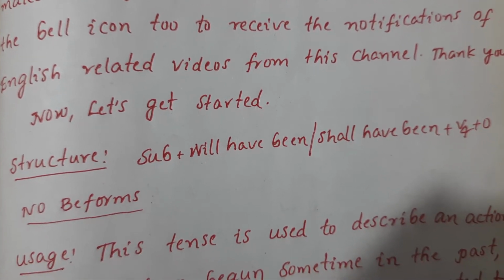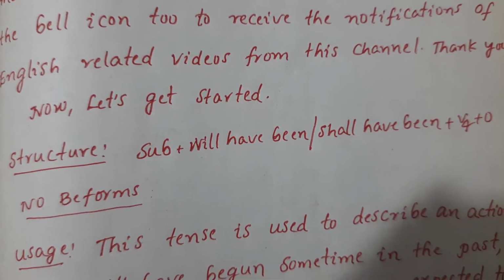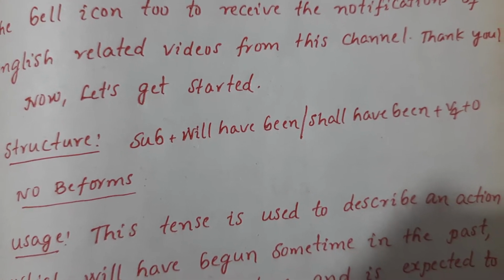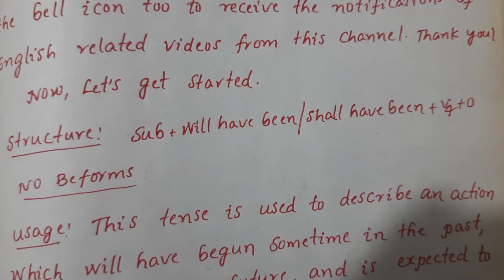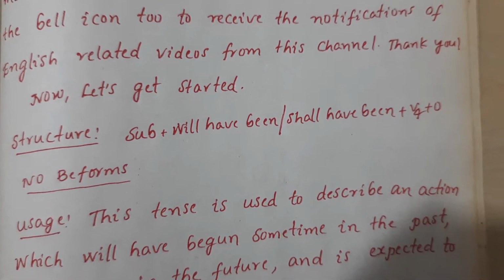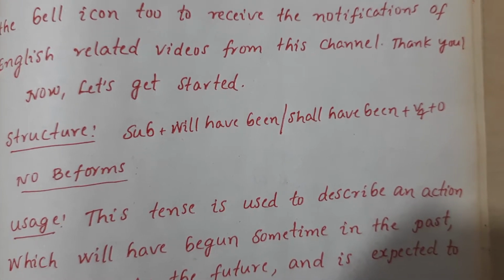The structure of the future perfect continuous tense or future perfect progressive tense is subject plus will have been or shall have been plus V4. Subject plus will have been or shall have been plus V4. V4 is nothing but V1 plus ing form.